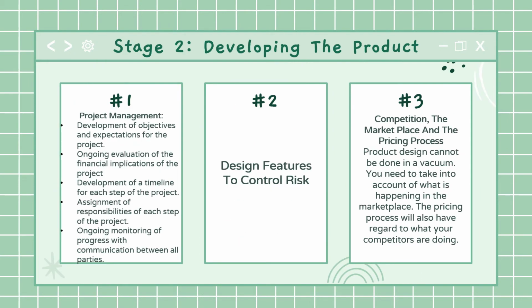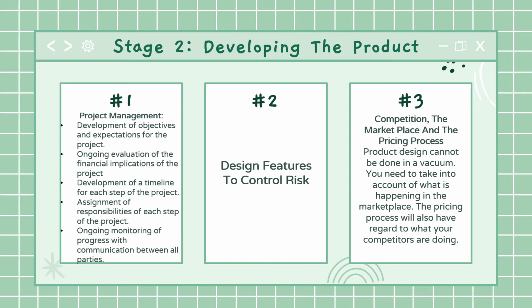Move on to the second stage, which is developing the product. The first is project management. There are 5 aspects: development of objectives and expectations for the project, ongoing evaluation of the financial implications of the project, development of a timeline for each step of the project, assignment of responsibilities for each step of the project, and the last one is ongoing monitoring of progress with communication between all parties.